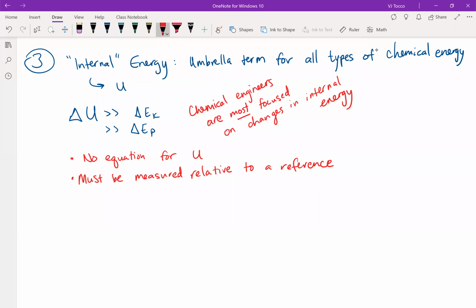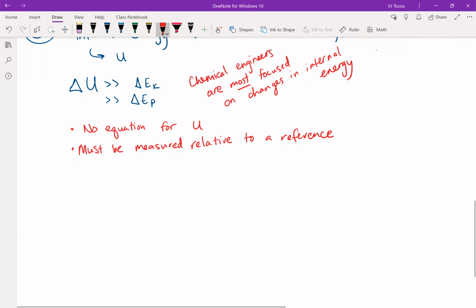So the two key points I wanted to make sure that I touch on in internal energy is that there is no equation for it. And because of that, it must be measured relative to a reference state. So I have to arbitrarily define a state at which I say a certain chemical has zero internal energy, and then measure a change in internal energy from that reference state to the state that I'm currently analyzing. These are going to be the three types of energy that we discuss.